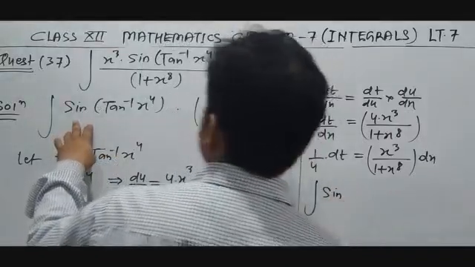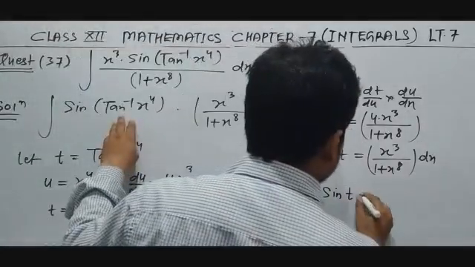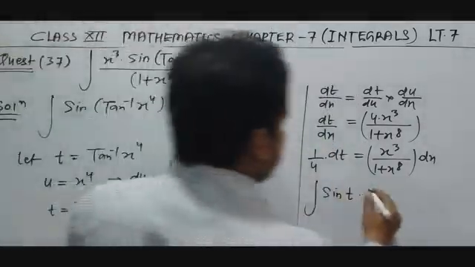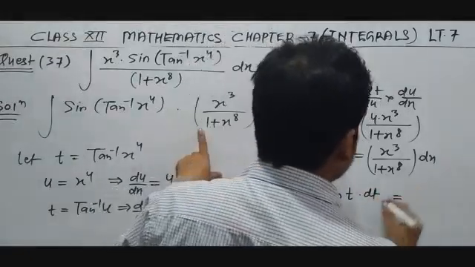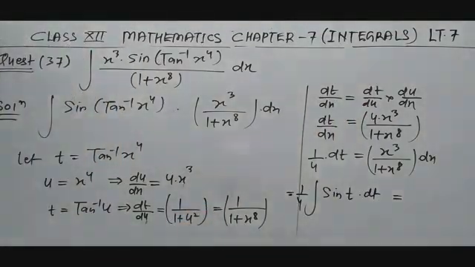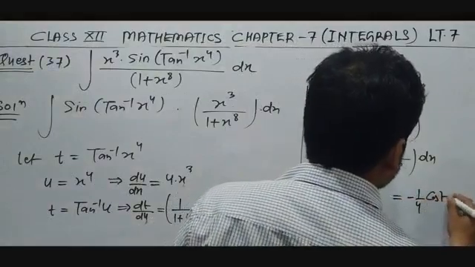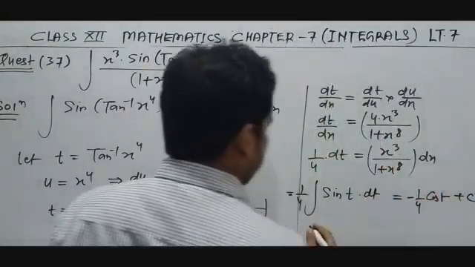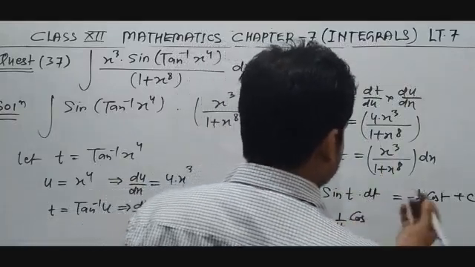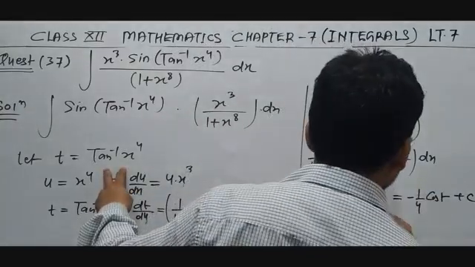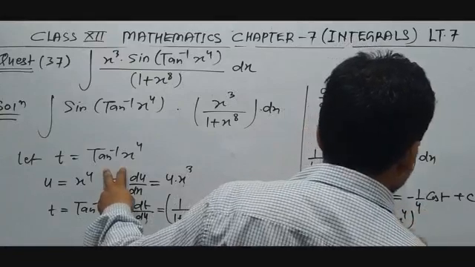So now you can convert this integration. The integration will convert to sine of t, since I have considered t, and now this is 1 by 4 dt. So dt is here and 1 by 4 will be outside the integration, and the answer will be 1 by 4 integration of sine t, which is minus cos t. So the answer will be minus 1 by 4 cos t plus c. T result is tan inverse x to the power 4.